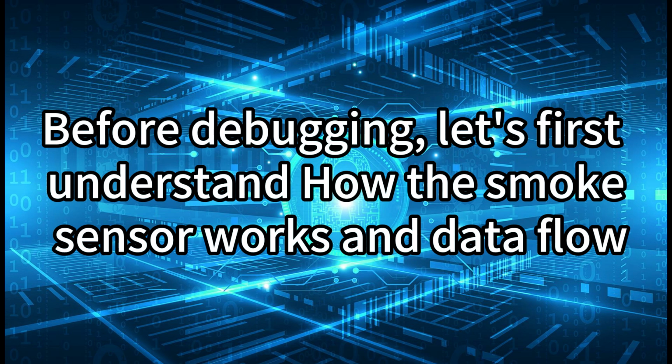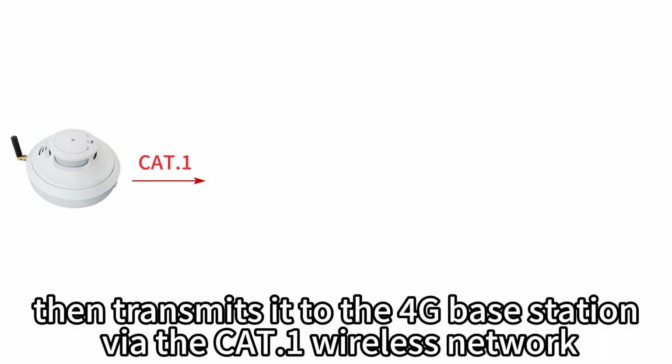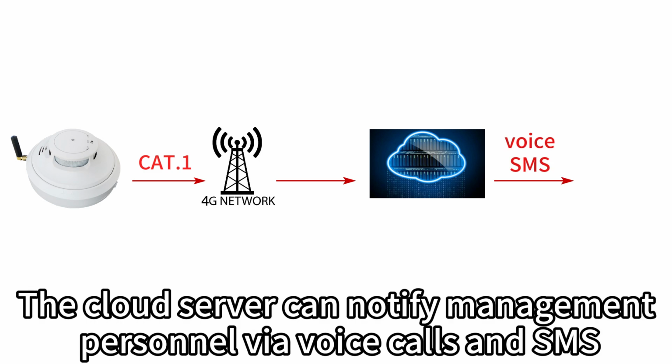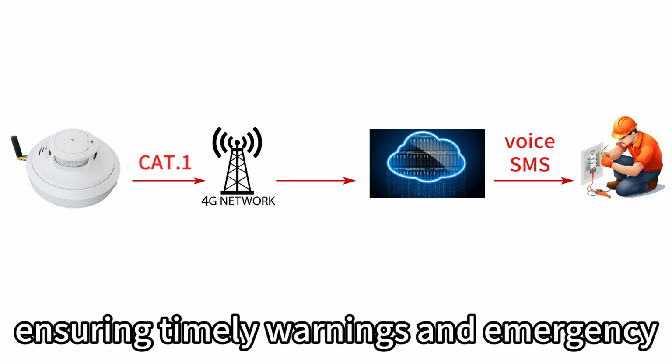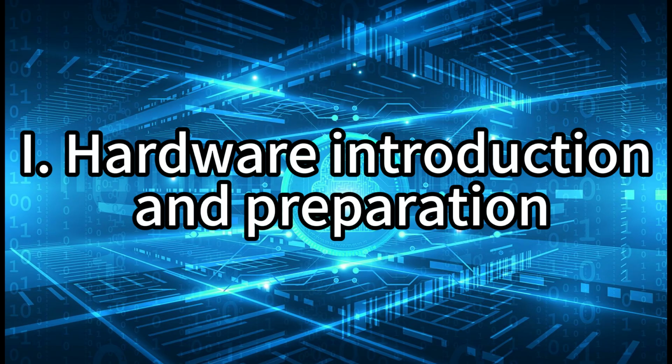Before debugging, let's first understand how the smoke sensor works and data flow. The smoke sensor detects the presence of smoke in the environment, then transmits it to the 4G base station via the Cat1 wireless network. The base station then sends the data to the cloud server. The cloud server can notify management personnel via voice calls and SMS, ensuring timely warnings and emergency measures to reduce fire risks.